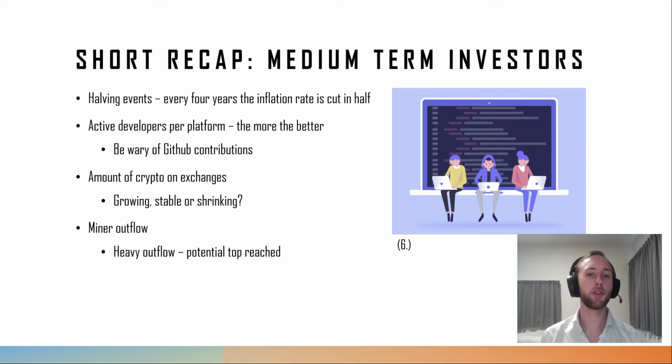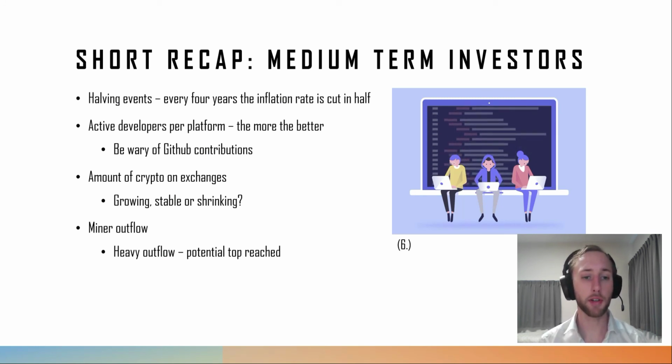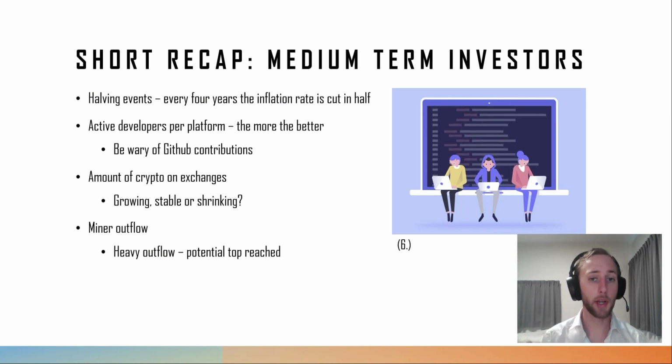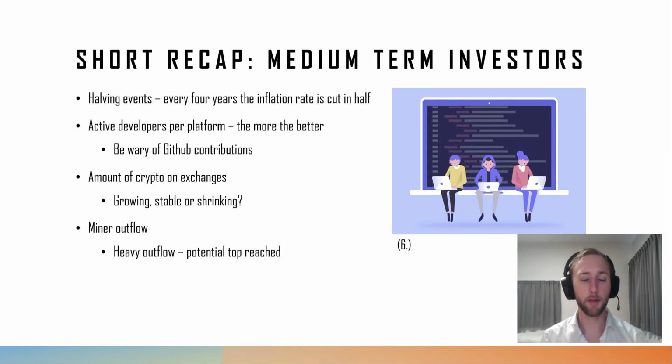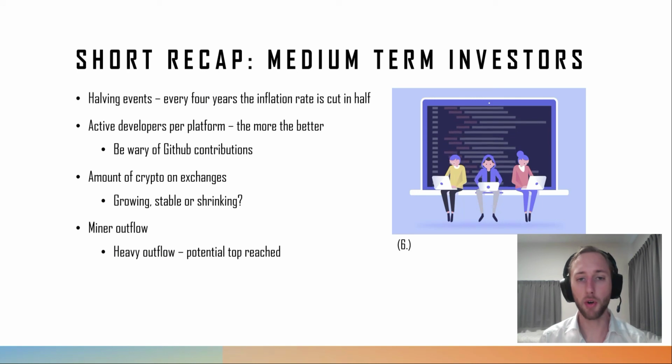Now, another entry point or exit point you want to consider is the amount of crypto on exchanges. Is this number growing? Is it shrinking? Or is it stable? And what kind of trajectory change did it come from? Now, finally, not my favorite, but an important metric nonetheless, miner outflow. Miners are great sellers of cryptocurrencies, so if the miner selling pressure is high, you may want to stay out of the market for now or join them in their selling pressure.